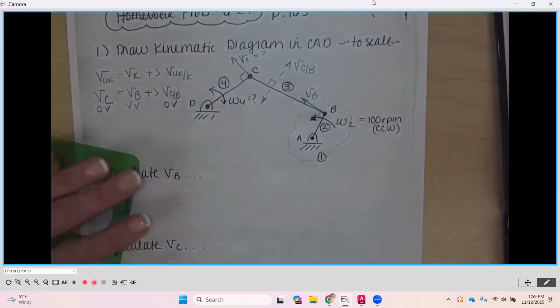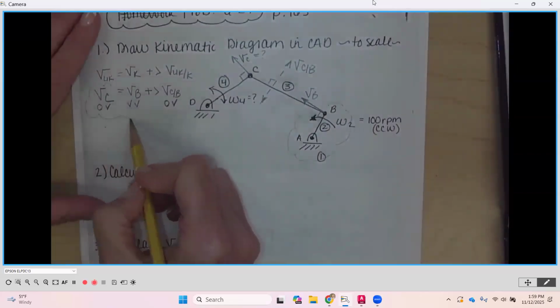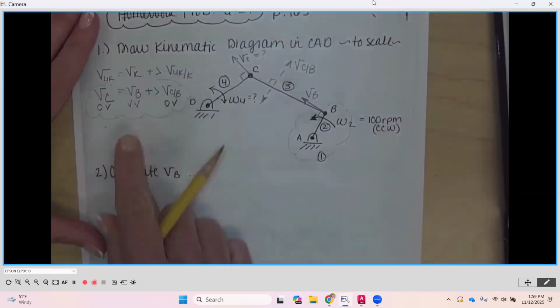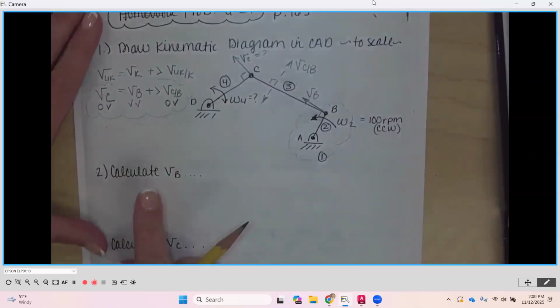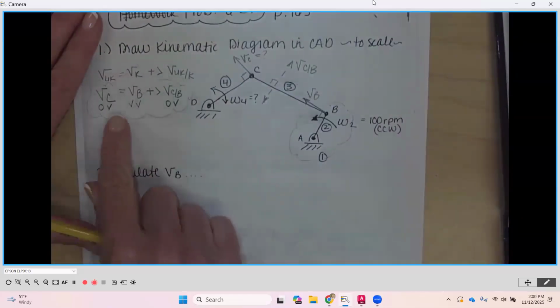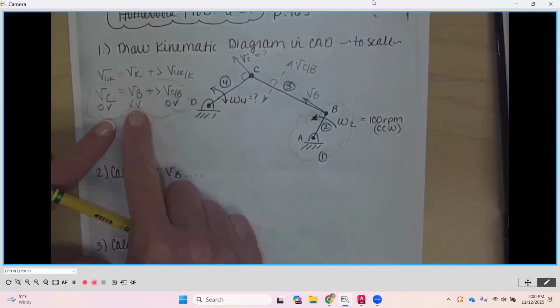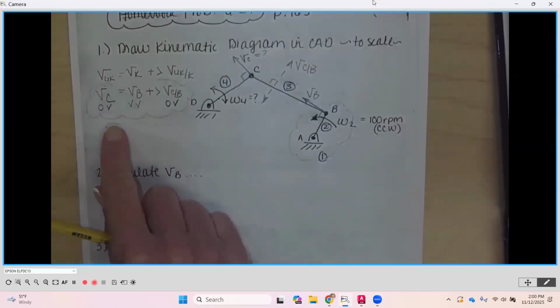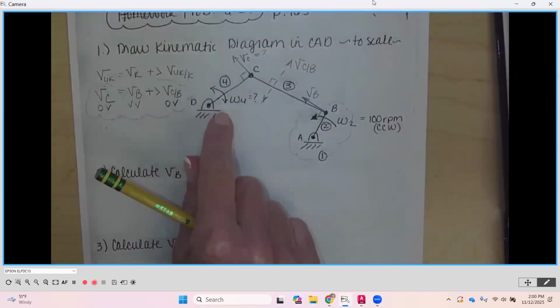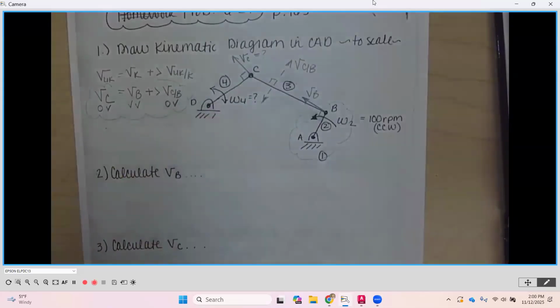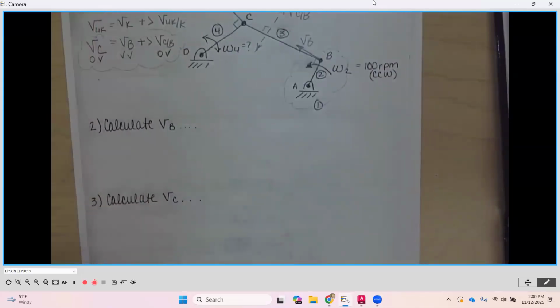So again, as we look at this relative velocity equation, once we calculate the magnitude down here of velocity B, because we will be able to do that, we then have our two unknowns separated by our equal sign, okay? And once we get the velocity of C, we'll then be able to calculate W4, okay? So let's find the velocity of B.